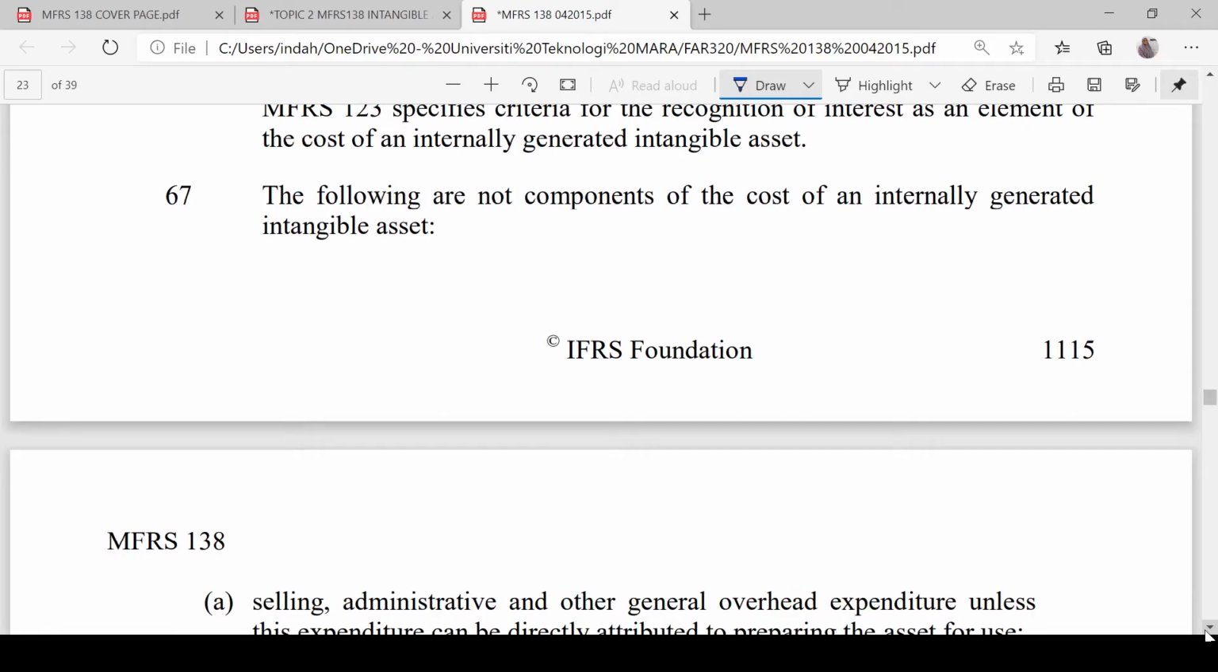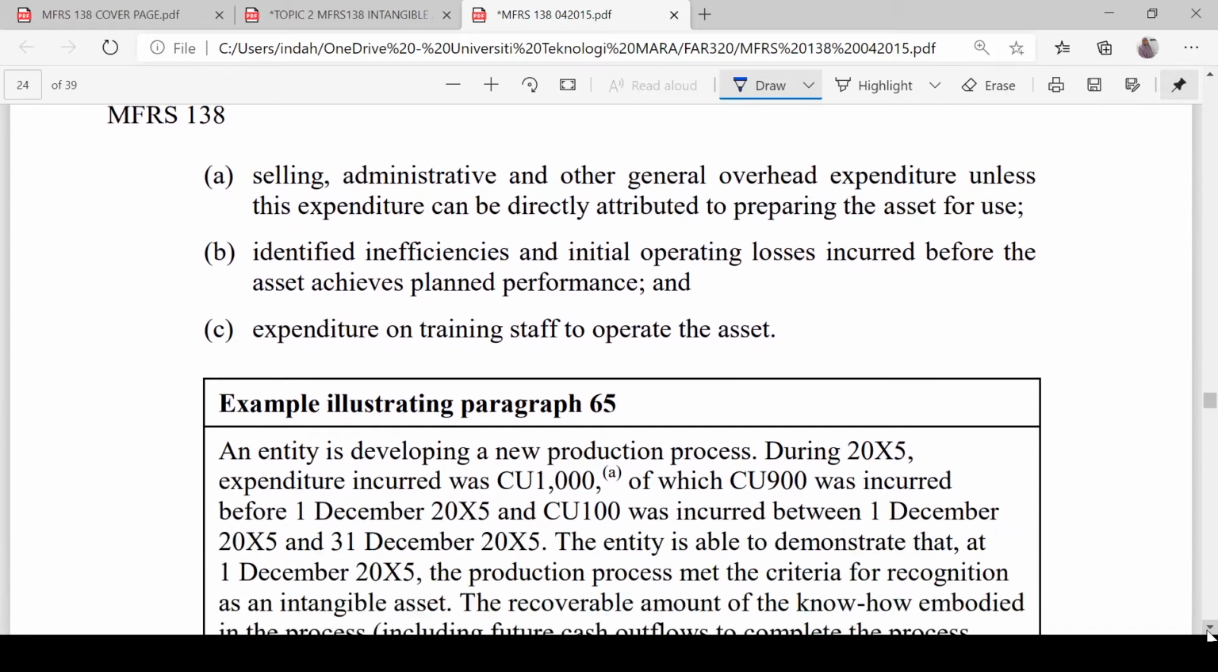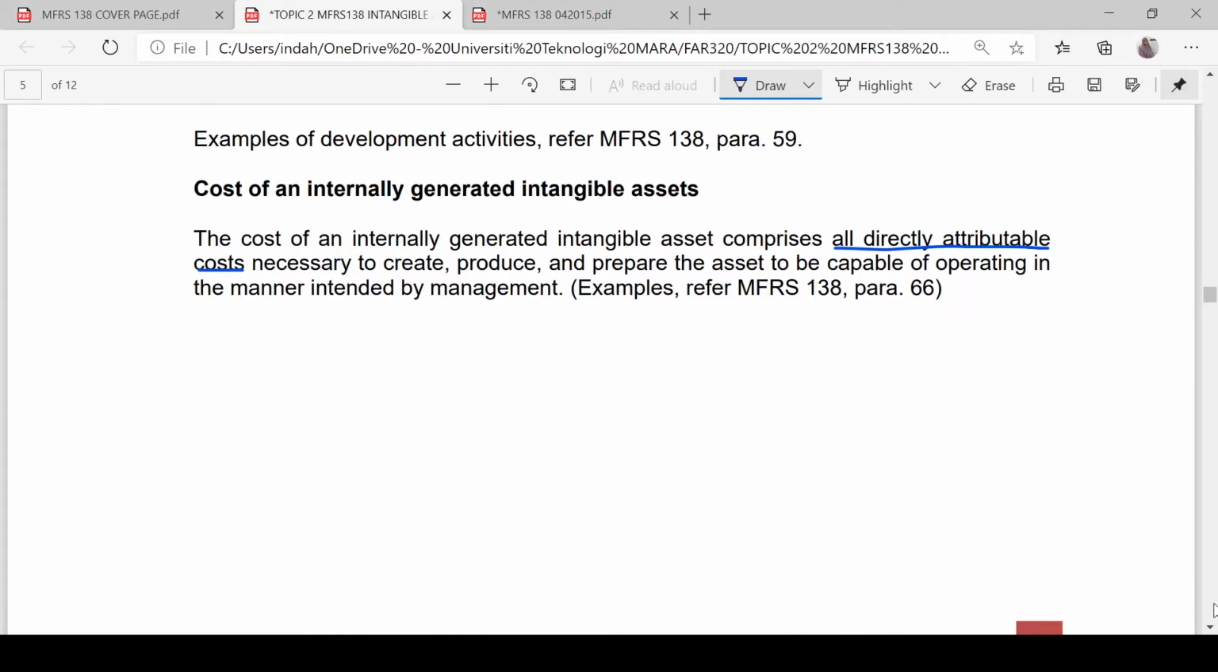The following are not the components of the cost of internally generated intangible asset: selling, admin, and other general overhead expenditure; identified inefficiency and initial operating losses incurred before the asset achieves planned performance; and any expenditure on training staff to operate the asset. So these costs are not to be included as part of intangible asset.